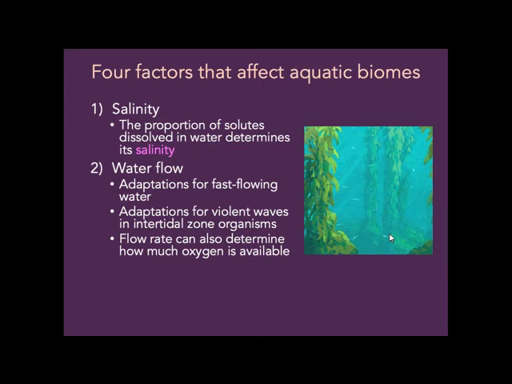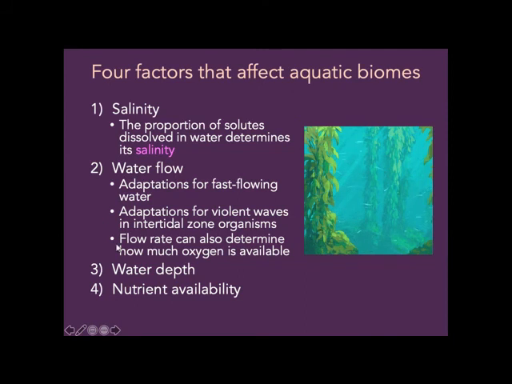So if the water is very slow and sluggish, there may not be very much oxygen exchange, but if it's a fast-running river, there may be lots of oxygen exchange. The depth of the water matters too. It can affect the amount of light and also the heat of the water and nutrient availability. So I think we've probably given you all the information about 1 and 2 that you need, but we're going to go into more detail about 3 and 4.